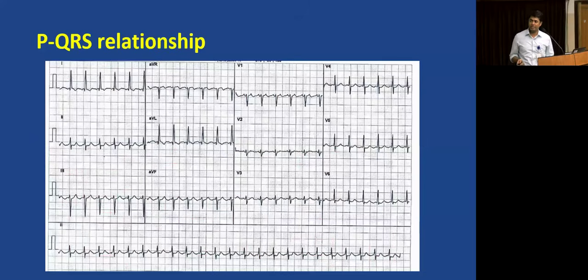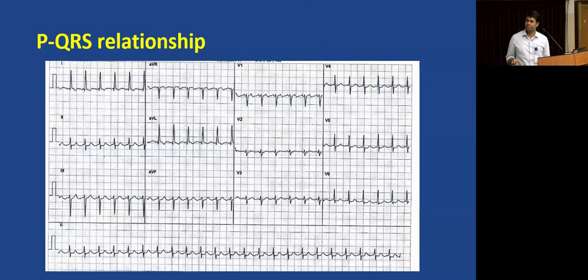Now, once you identify, let's say, the P's and QRSs are clear, try to identify what is the P to QRS relationship. So this ECG, what do you think? Can you see P waves here, or at least candidate P waves? I gave it up.